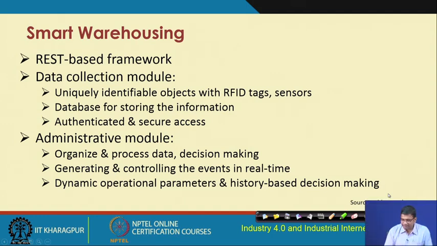Smart warehousing, here the authors Jabbar et al. are talking about the use of a REST based framework. This framework has a data collection module, which uniquely identifies the different objects with RFID tags and sensors. There is a database component for storing the information and for authentication and secure access. And there is an administrative module which talks about organization of the data, processing of the data, decision making and so on.